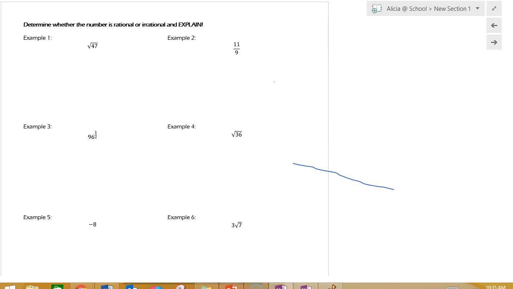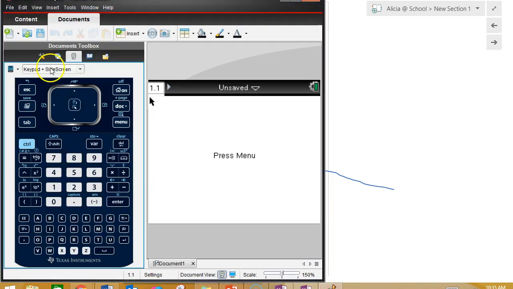Alright, so looking at example 1, I had the square root of 47. If I type in my calculator, square root of 47, hopefully you remember how to do the square root sign. You have to press the yellow control button, and then the X squared button. On your calculator a little square root sign should pop up, and then you type in 47 and enter.